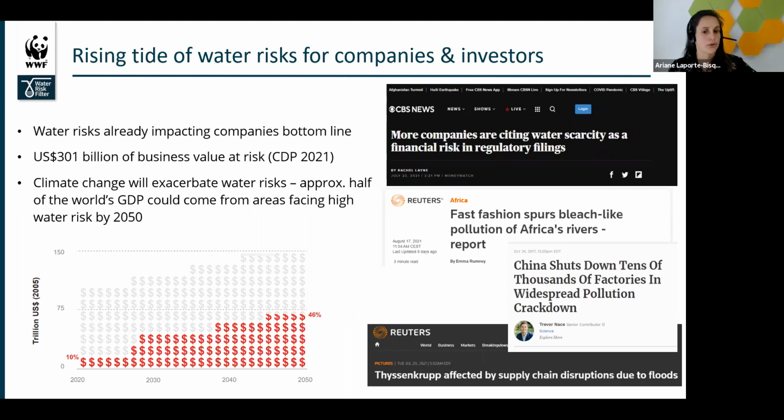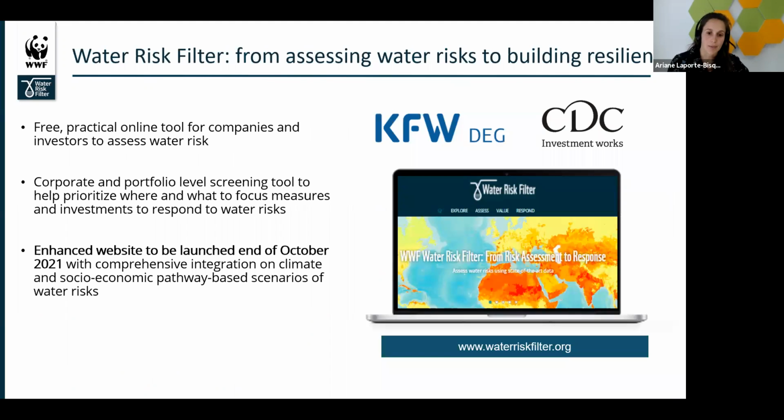So for companies and investors, water risks are a growing concern, but where there is risk, there is also opportunity. And for those of you wondering, okay, but what can I do and where to get started? Well, a good place to get started is with WWF's flagship tool, the Water Risk Filter, which I'm going to introduce to you now. It is a free, practical online tool designed to be used by investors and companies to assess water risks across their operations, supply chain, and investments.